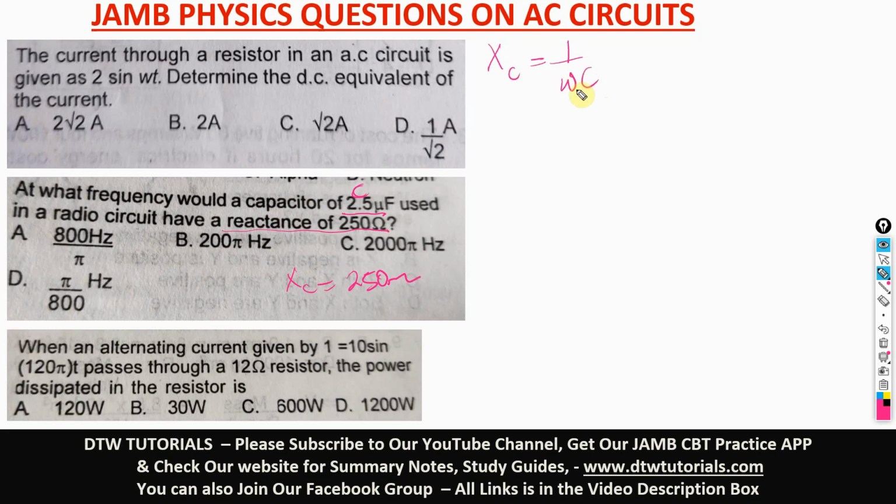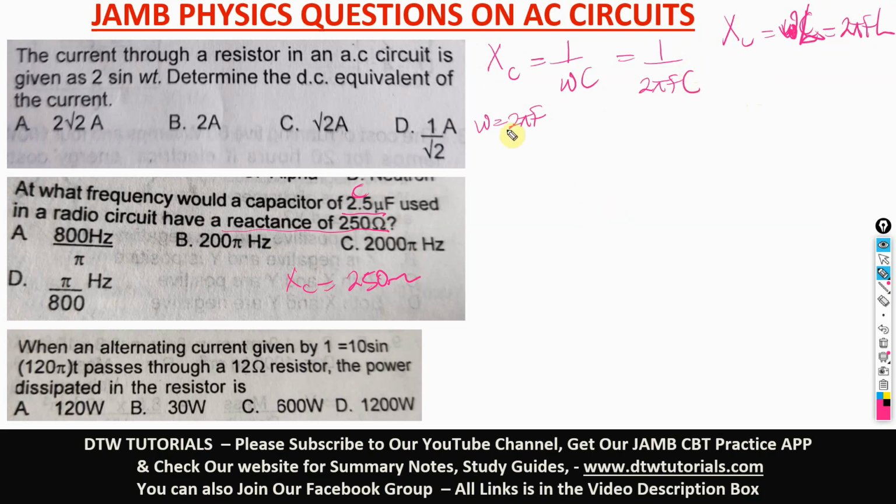Now, the formula for capacitive reactance: XC is equal to 1 over WC, where W is the angular velocity. And remember that angular velocity is equal to 2 pi f, where f is the frequency. So here we have 1 over 2 pi fC. Don't forget this formula, the formula for capacitive reactance. For inductive reactance, XL is equal to WL, where W is omega, which will be 2 pi f L. Don't forget these two formulas. Are you noting down the formulas? As you're watching this video, you can pause and write down the formulas.